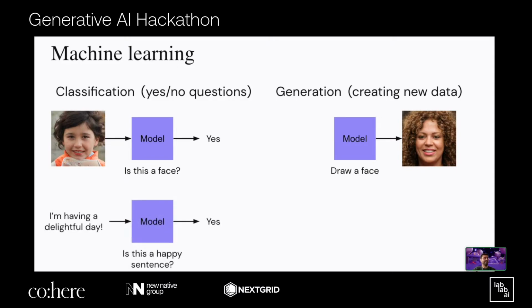The same thing happens with text. Text classification can be anything that answers a yes/no question. For example, sentiment analysis. If you have the sentence "I'm having a delightful day," the model will say, yeah, that sounds like a happy sentence. And if you put in something sad, it'll say that's a sad sentence. This has many applications, for example, spam detection.